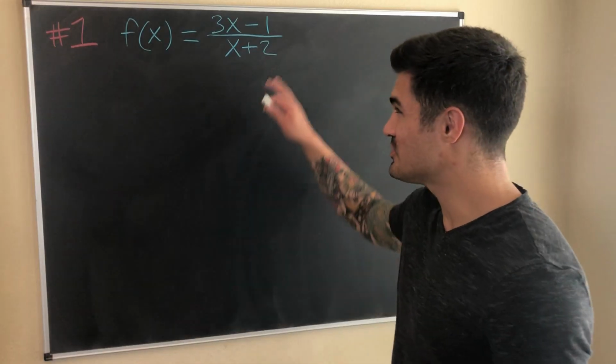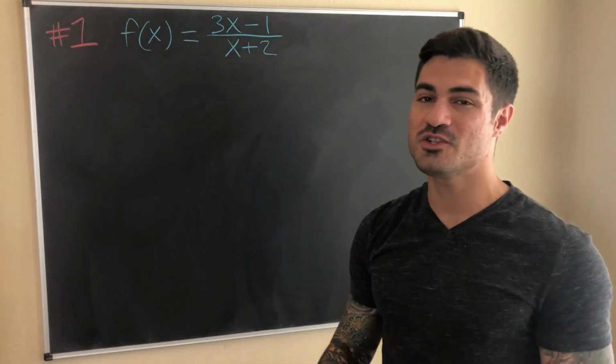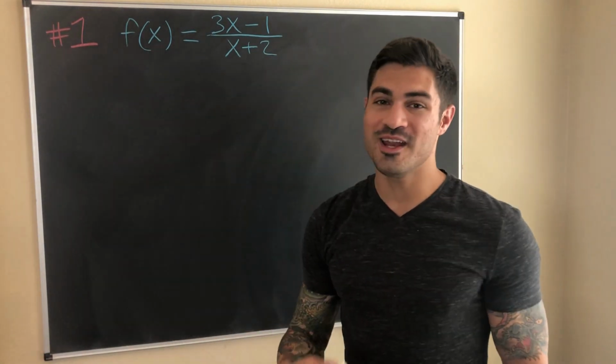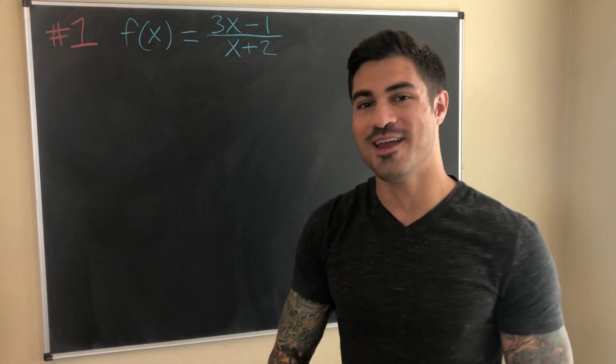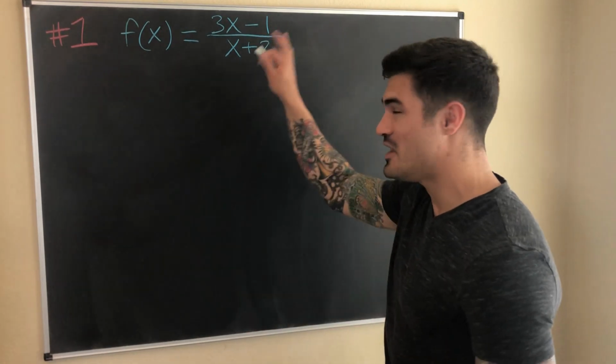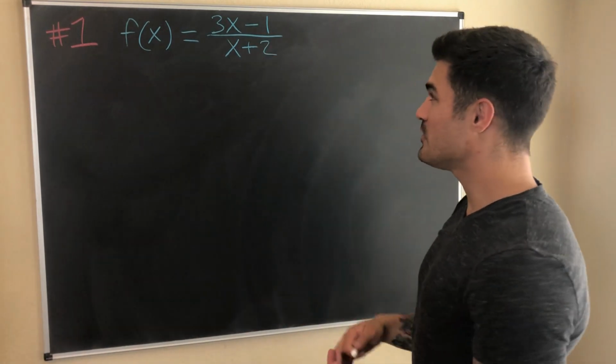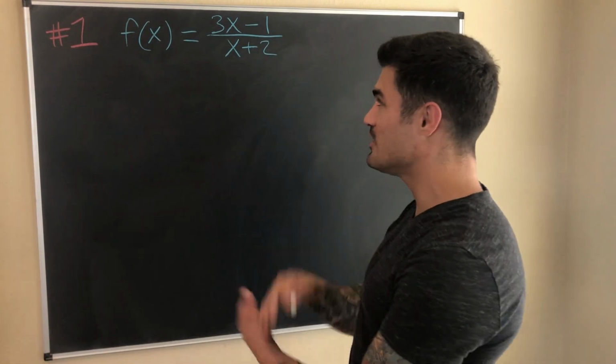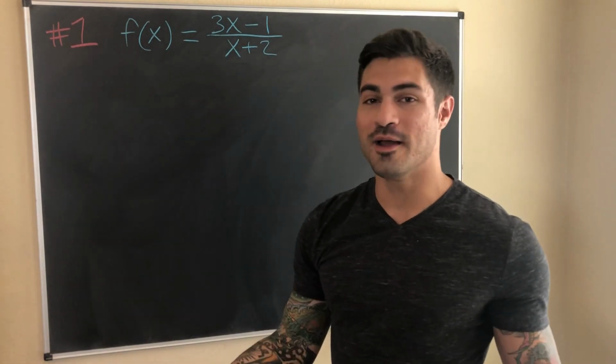So number one gives us this rational function and tells us to find the inverse of this function and find the domain and range of both this function and its inverse. So we're going to go ahead and start with finding the inverse. And remember, to find the inverse of a function, we switch the position of x and y, and then we solve for y. That's how we find the inverse.